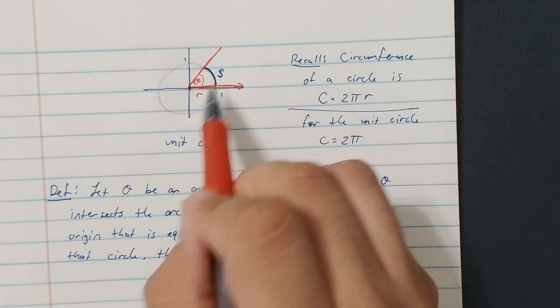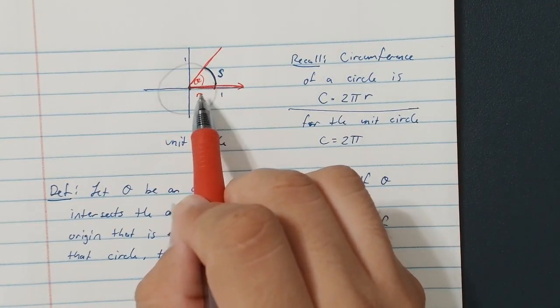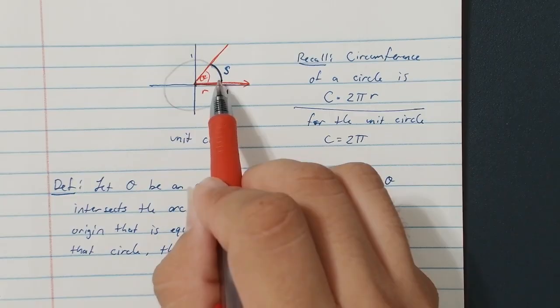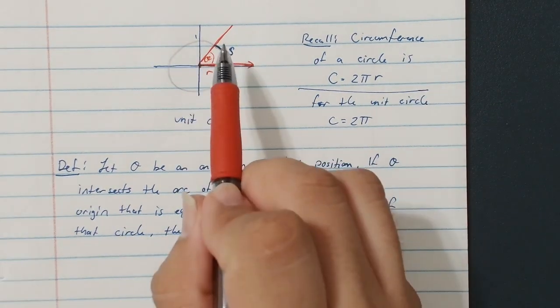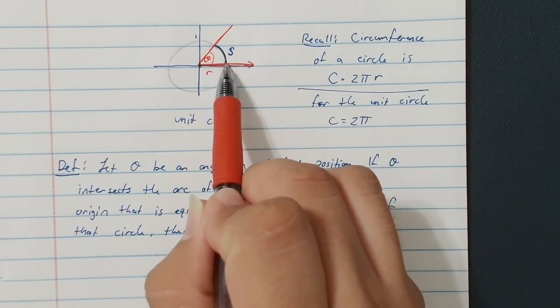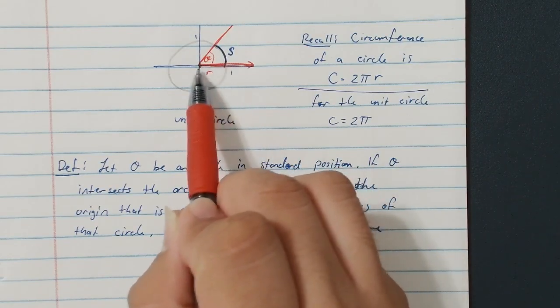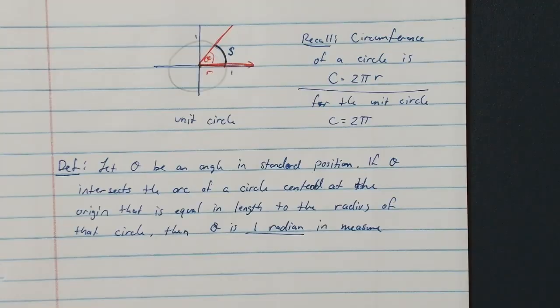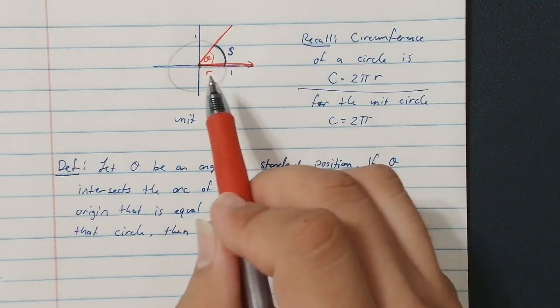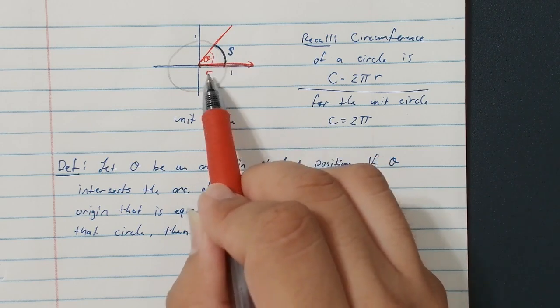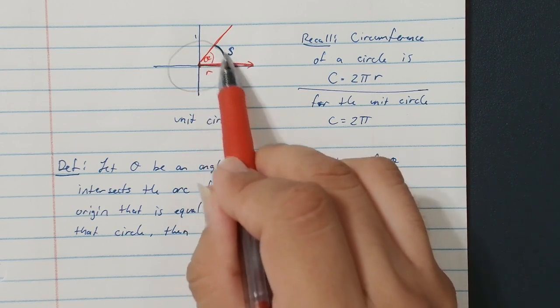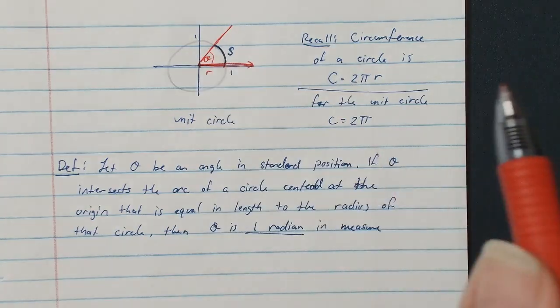Of course, if S is any bigger than the radius of the circle, then that means that you have more than 1 radian, and if it's any less, then you have less than 1 radian. But 1 radian means that the arc length here is exactly the same as the radius of the circle. If this is a unit circle, the radius is 1, that means this arc length is 1. If radius is 5, well then this arc length is 5. These two would be equal.